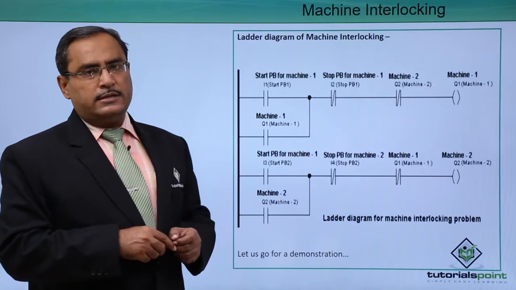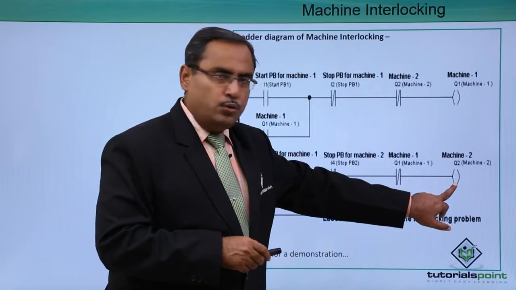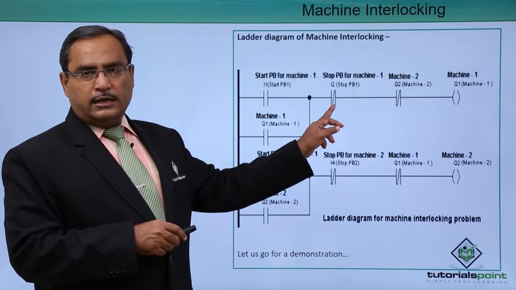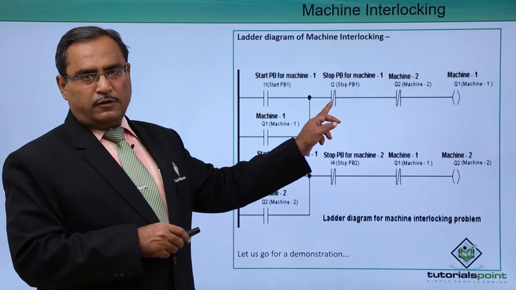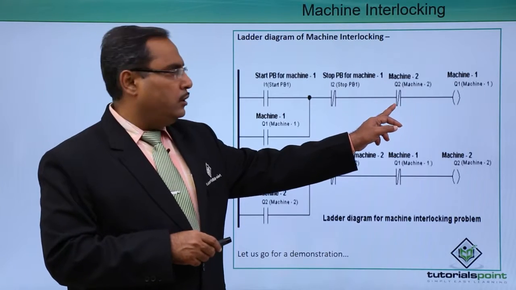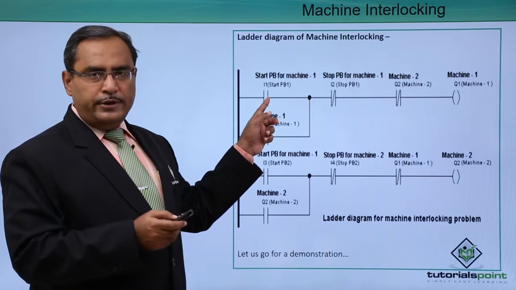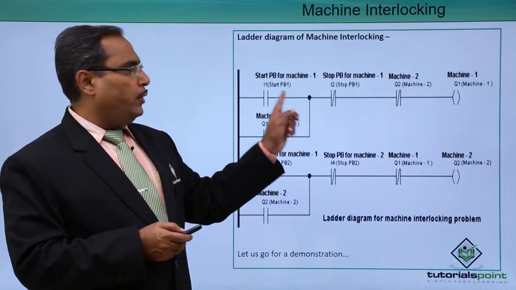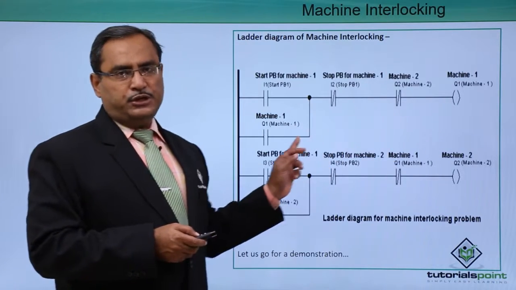Now let us go to the ladder diagram. This is our Q1 for machine 1 and this is our Q2 for machine 2. This is the start push button and this is the stop push button. If the start push button is pressed, the stop push button for machine 1 is not pressed, and machine 2 is not on, then machine 1 will be on. As it is a push button, it will be released, so it requires a latch, so that it keeps getting power. That is the NO contact of machine 1.